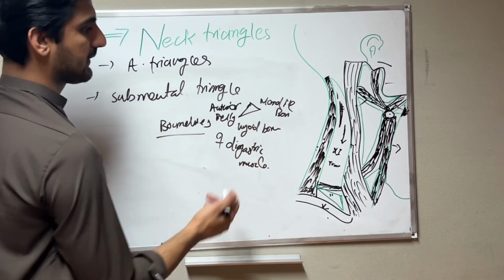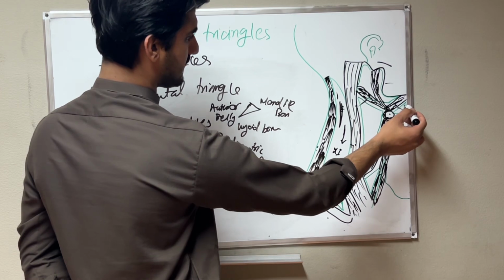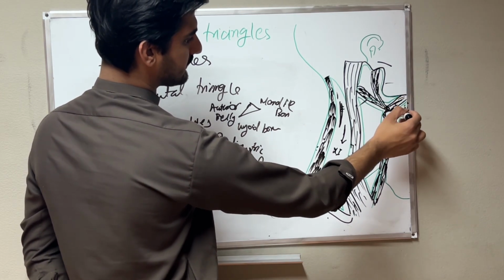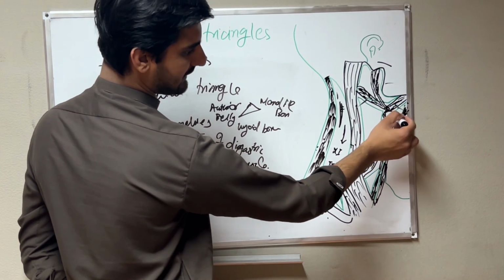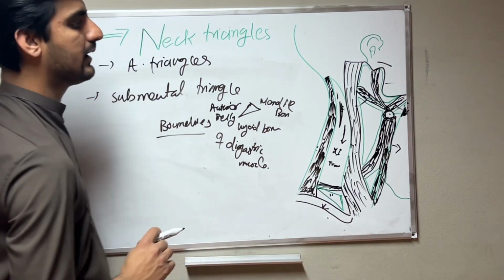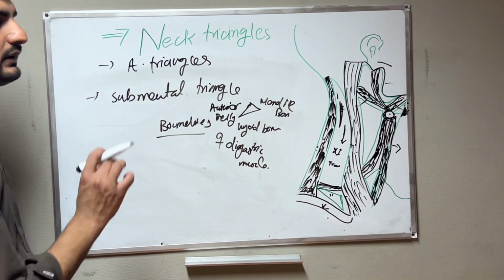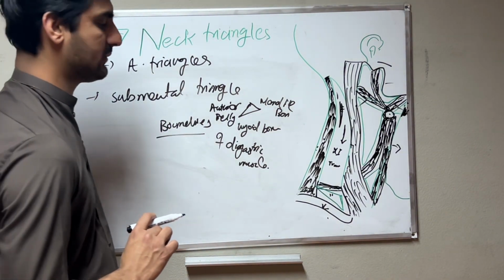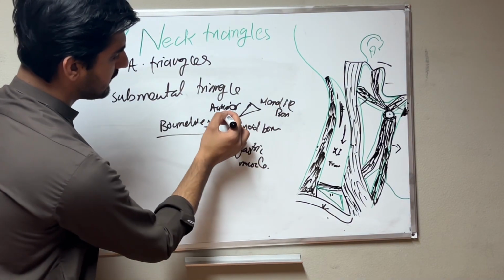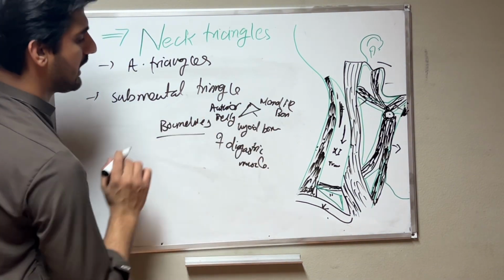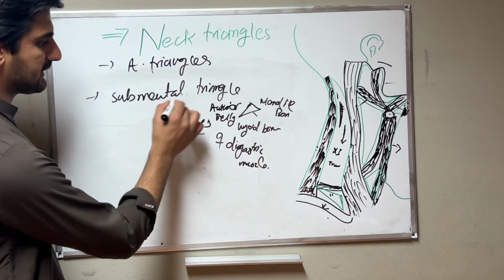Okay, again for the submental triangle, we have the mandible bone and the hyoid bone. This is the hyoid bone, the circle. And here it borders with what? The anterior belly of the digastric muscle. Okay, mandible bone, anterior belly of the digastric muscle and hyoid bone. These are the borders of the submental triangle.